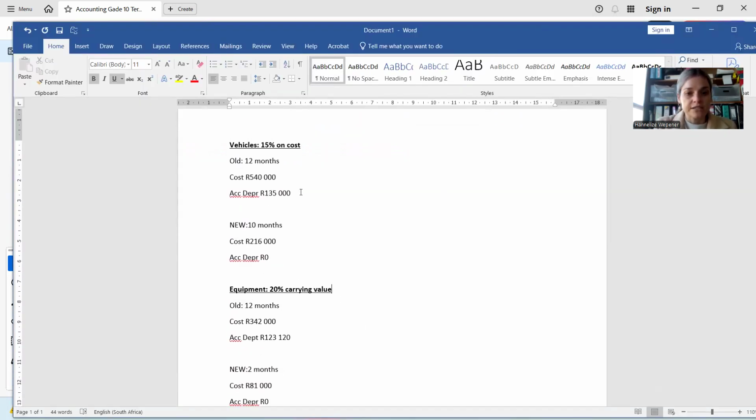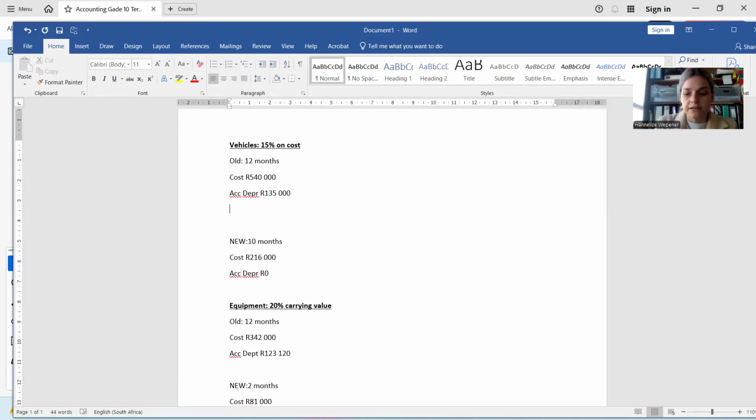So for my first vehicles here, the old ones, 540 times the rate times time. So for 12 over 12 months, I owned those vehicles. Then for the new one, 216,000 times 15% on cost for only 10 out of the 12 months.